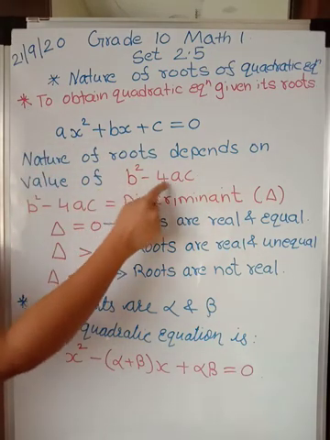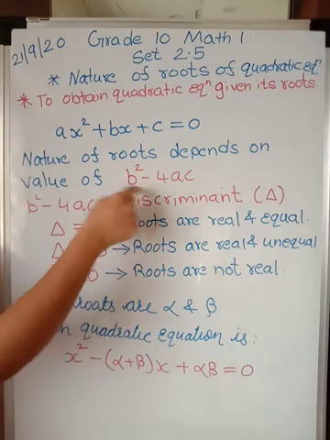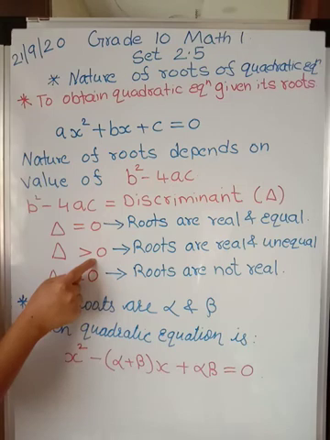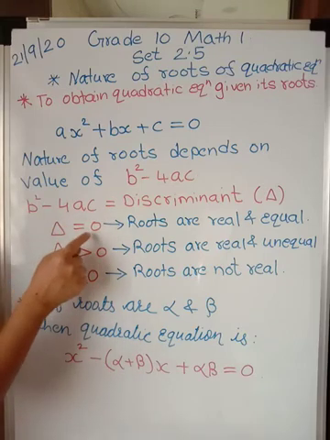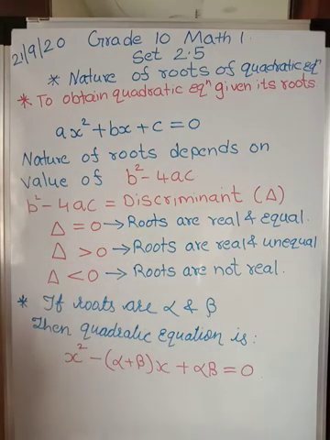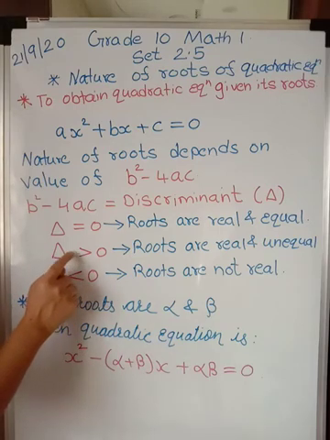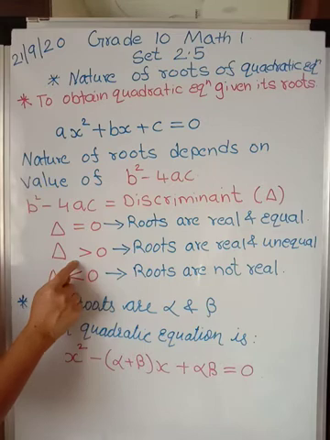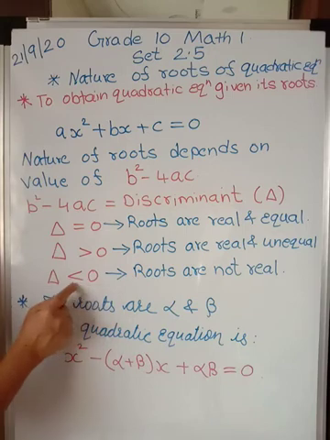Once you find out b square minus 4ac, you have three possibilities. Either this value can be 0, this value can be positive, that is greater than 0, or it can be negative, which is less than 0. If b square minus 4ac is equal to 0, then roots are real and they are equal. If this value is greater than 0, that means it is positive, then roots are real and unequal. And if it is less than 0, that means it is negative, then the roots are not real.